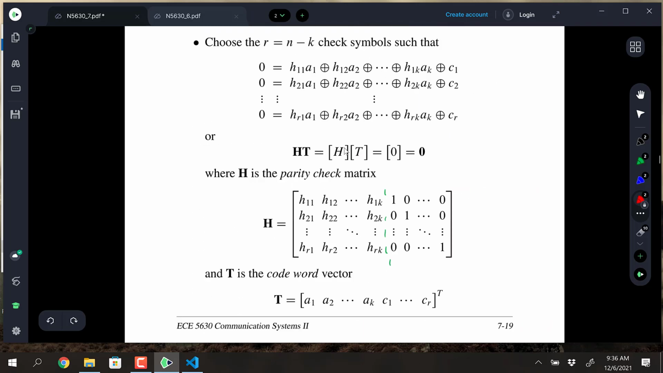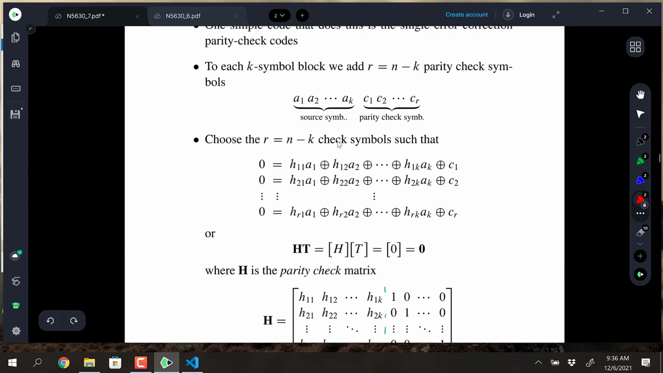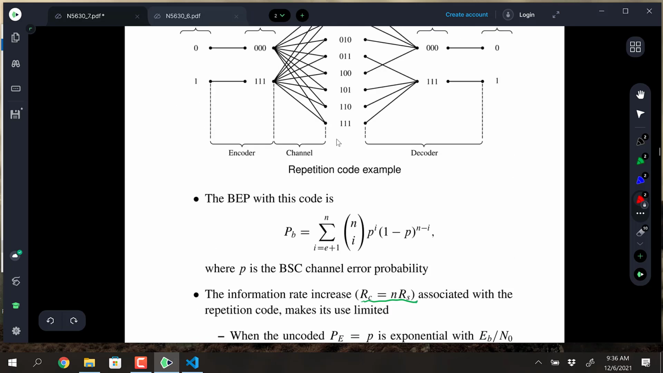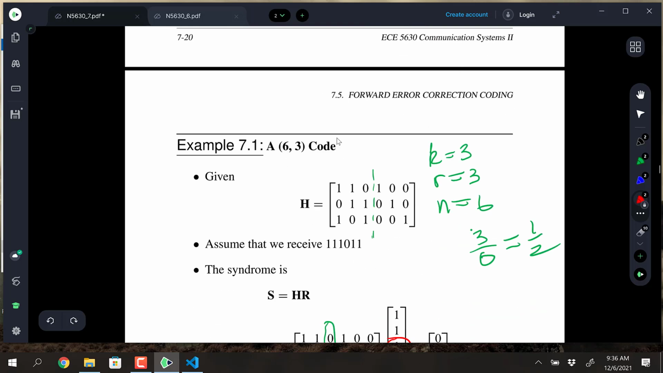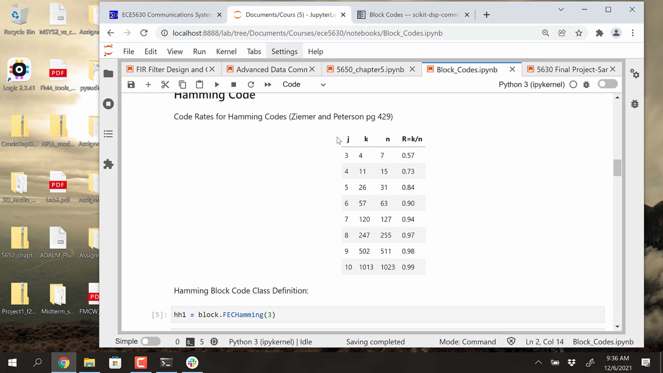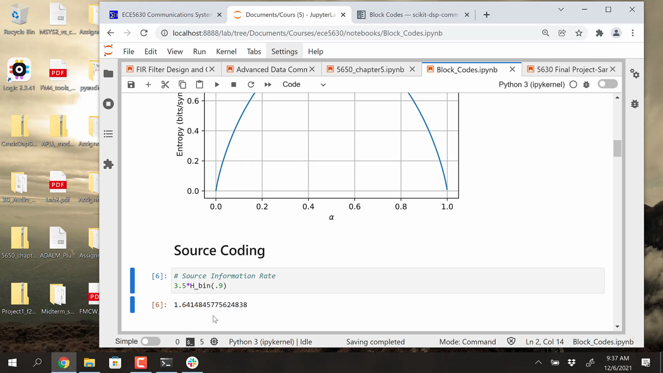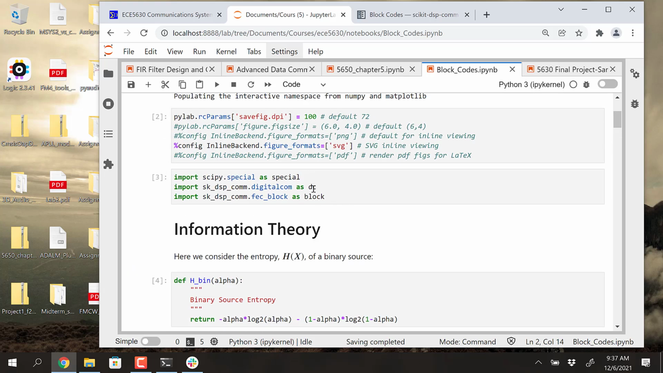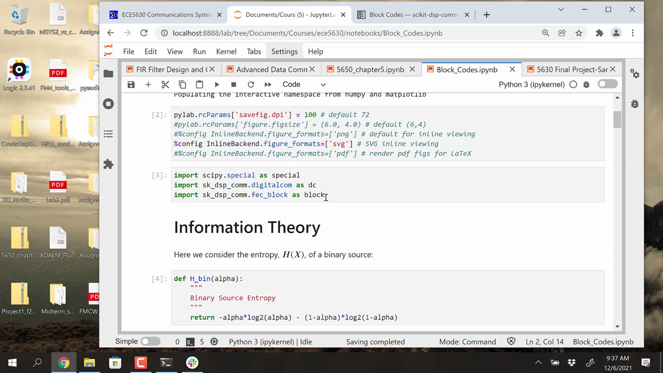See, where is it? I'm not losing my mind, I'm just losing track of where this was. Hamming code J. Now I guess he used a different symbol. This is what Ziemer and Tranter uses, but J is something that shows up in the Ziemer and Peterson book. So K is the same K we've been using for source bits, and N is the block length. But J is just an index that goes with the Hamming codes from this book. So you can see this table just tells you what the class is available. So when you load up this module, which I've got right here in this notebook, I've loaded up fec_block as block, so I can do block coding.